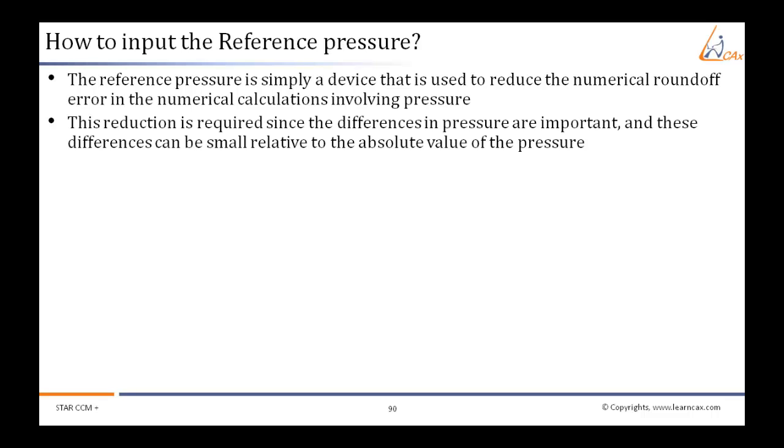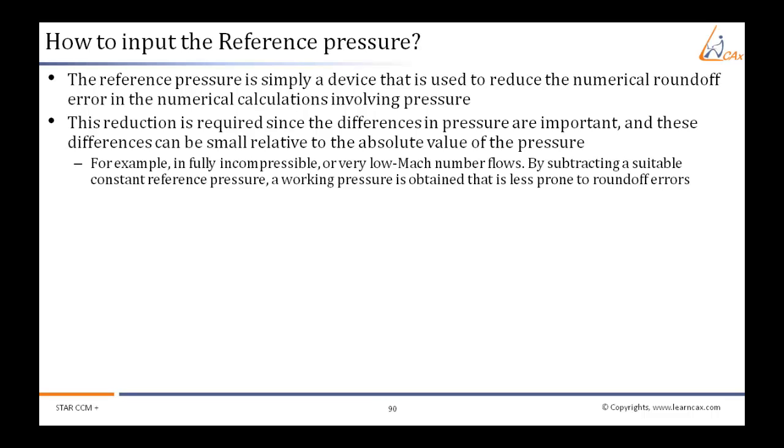This reduction is necessary since the differences in pressure are important, and these differences can be small relative to the absolute value of the pressure. For example, in fully incompressible or very low Mach number flows. By subtracting a suitable constant reference pressure, a working pressure is obtained that is less prone to round-off errors.